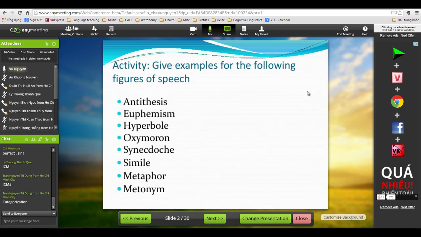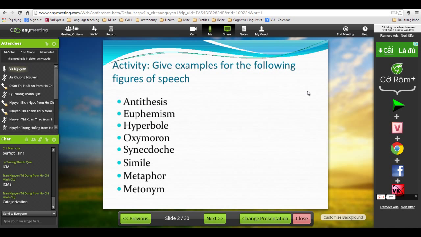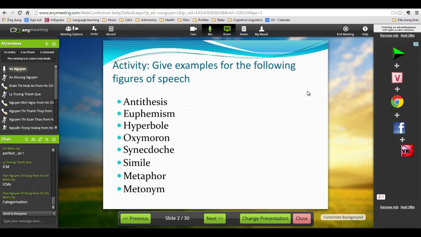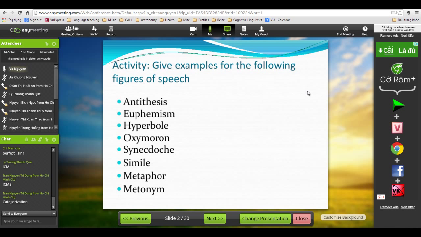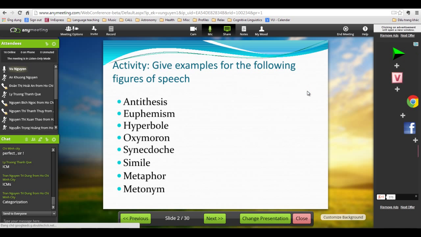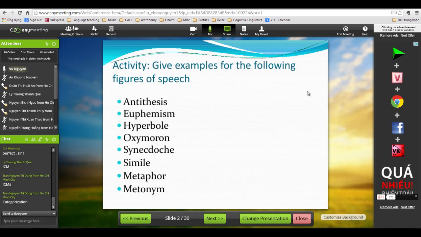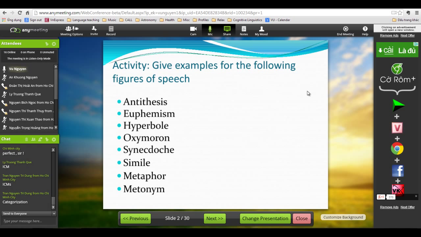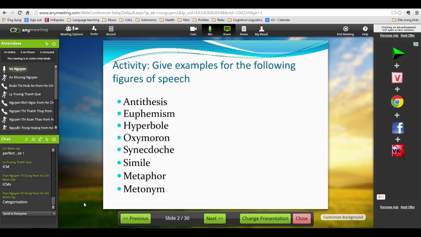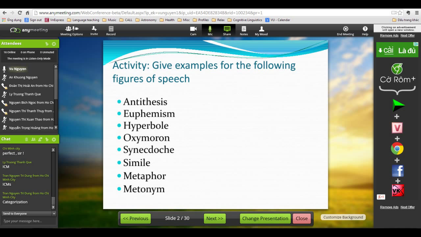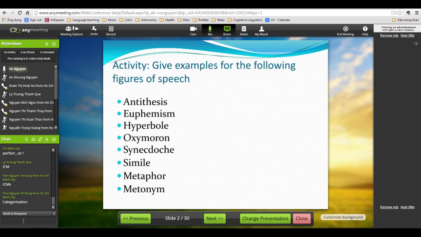Now, we need to make sure that we understand metaphor and metonymy by exploring the different figures of speech that we use in language. So, as a warm-up activity, I want you to give me examples of these figures of speech that we use in everyday language or in literature.